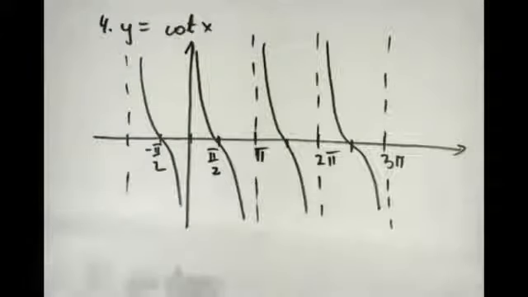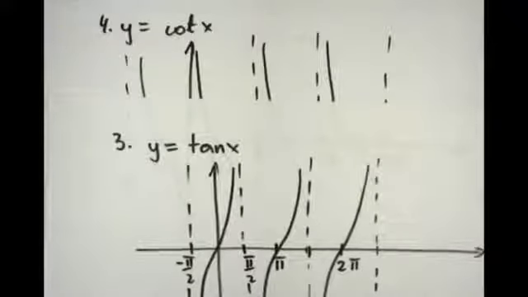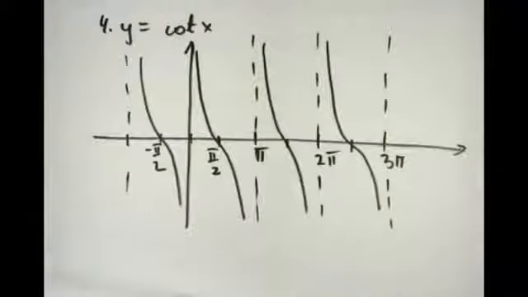So the tangent function is right here. Right here it was increasing, right? Tangent function is increasing, cotangent function is decreasing.